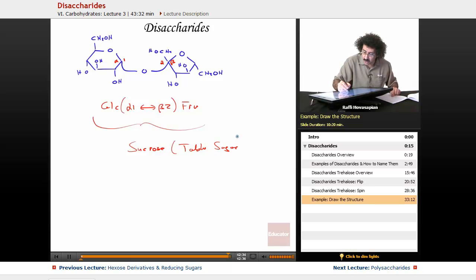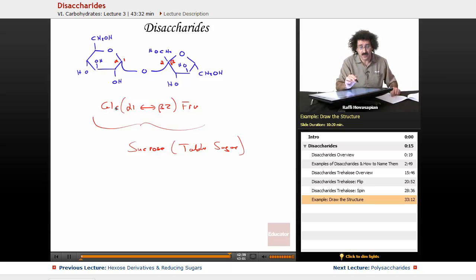This is table sugar. And you notice there is no anomeric carbon that's available. This is a non-reducing sugar. The 2 anomeric carbons are connected by an O-glycosidic bond. It's arranged this way. This is not the standard conventional arrangement. I've had to flip this fructose monomer in order to bring this carbon in close proximity with this carbon.